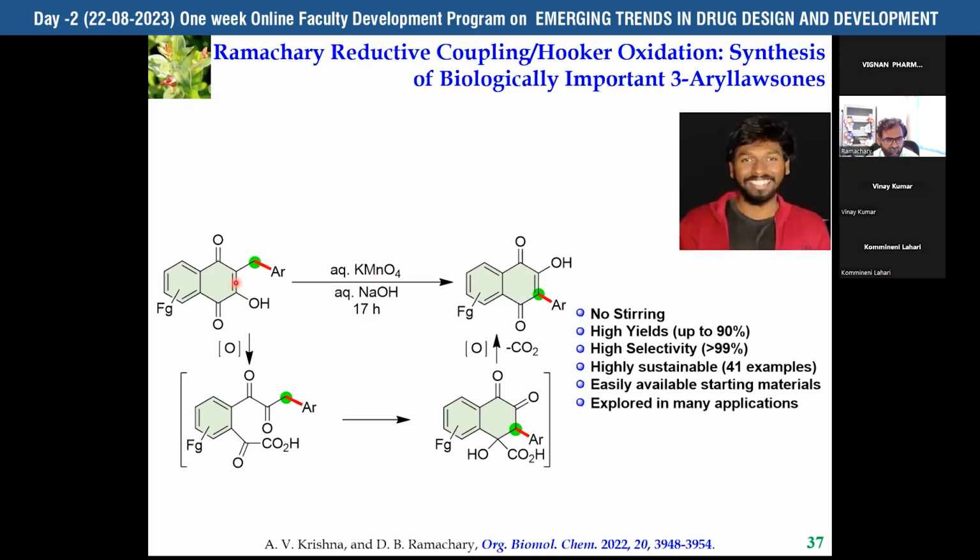KMnO4 will do oxidation of the double bond. You get carbonyl and acid. With the carbonyl, in the presence of sodium hydroxide, enolization will take place. Then the enol will go to an aldol reaction with this carbonyl. After the aldol reaction, a very nice decarboxylation, followed by oxidation. The oxidative decarboxylation, you can say that word, will give the product. You see how you started? Here you started with CH2 aryl and it becomes a direct aryl.